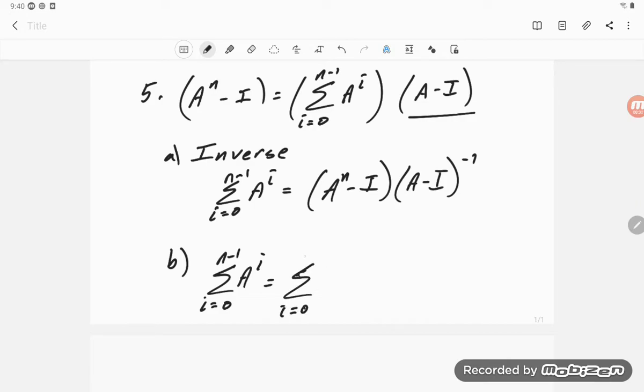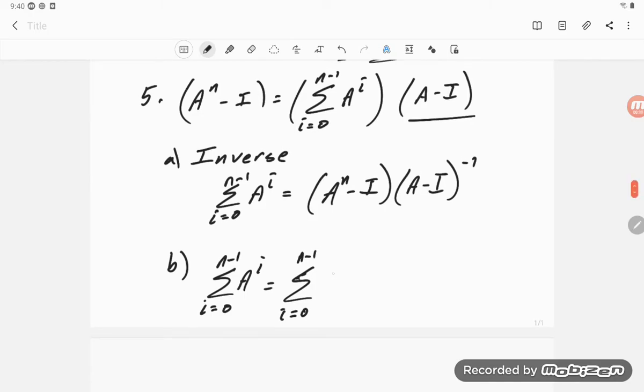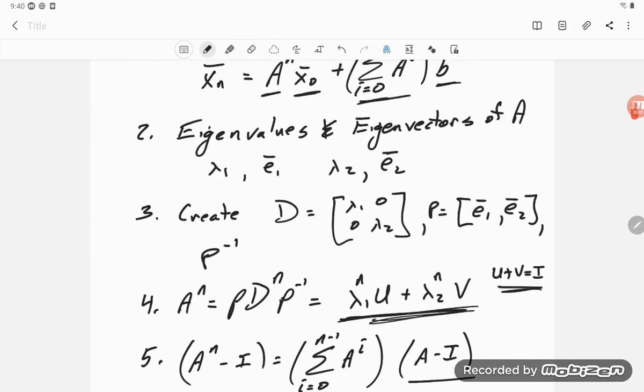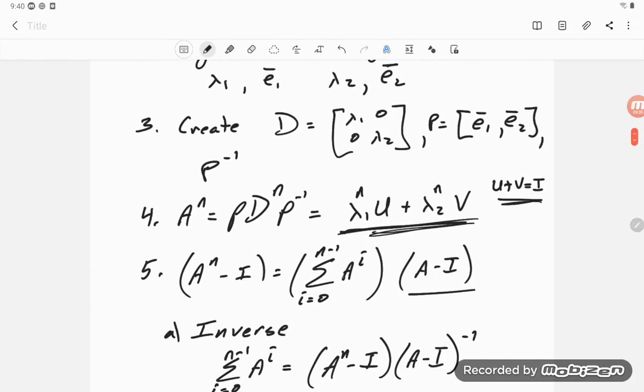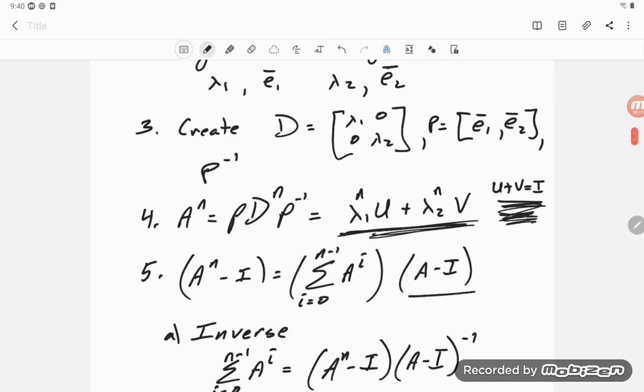The sum from i equals 0 to n minus 1 of lambda 1 to the i times u, plus lambda 2 to the i times v. Now, at i equals 0, notice you get 1 and 1, so you get u plus v. Well, the idea is that A to the 0 is the identity, so we really do need u plus v to equal I.